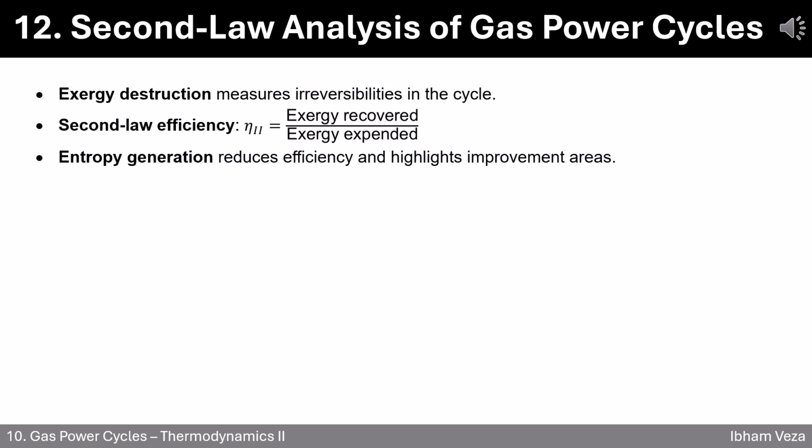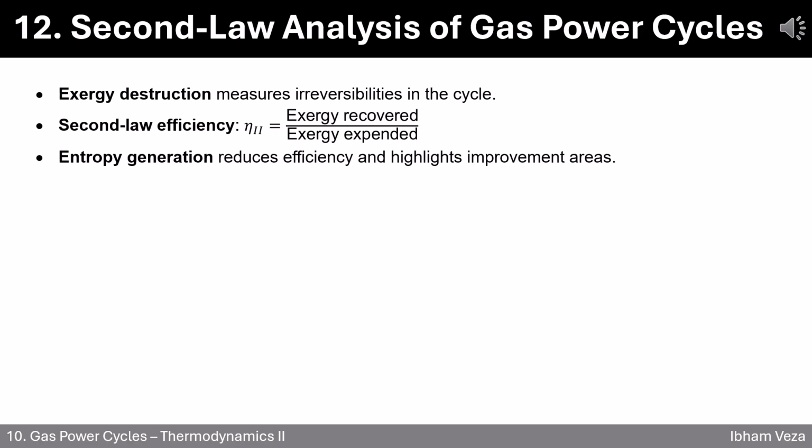12. Second law analysis of gas power cycles. Let's look at gas power cycles from a second law perspective. This means we go beyond just energy amounts and focus on energy quality. The key concept here is exergy, which measures how much useful work we can actually get from energy. Exergy destruction tells us where energy is wasted due to irreversibilities like friction and heat losses. To evaluate performance, we use second law efficiency. It shows us how much of the available useful energy we really recover.